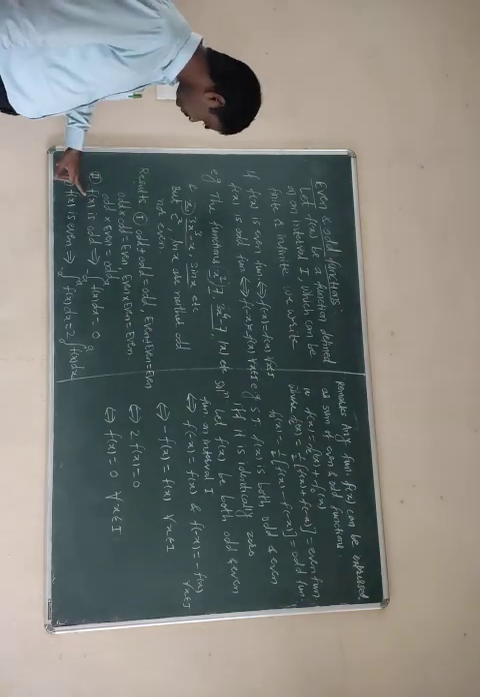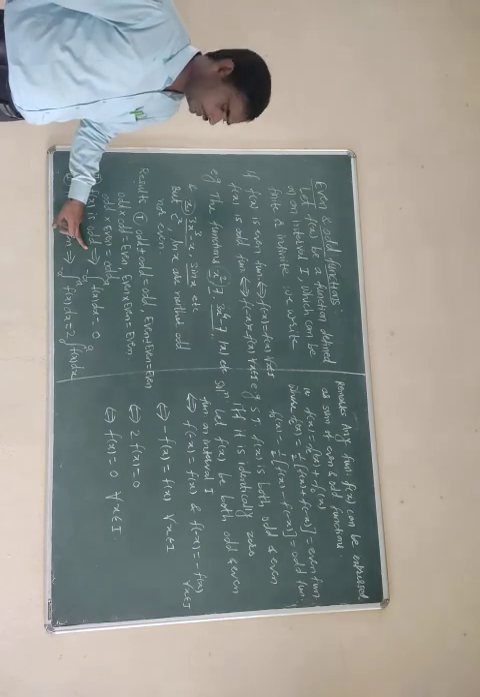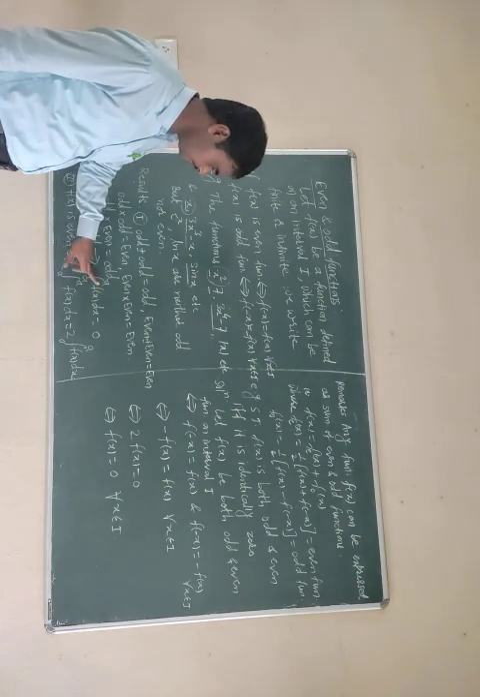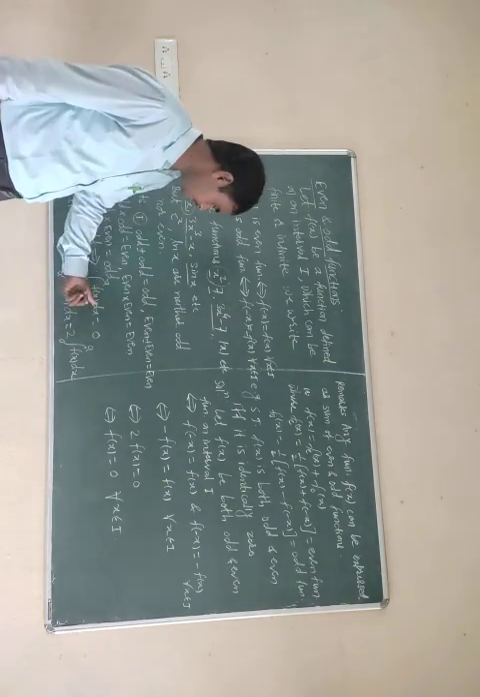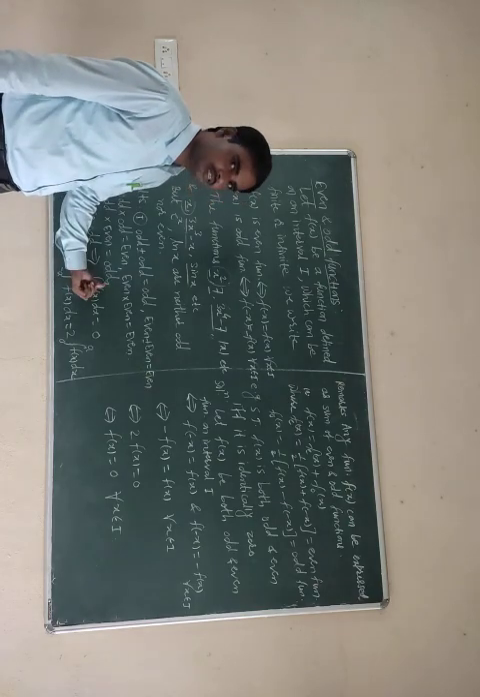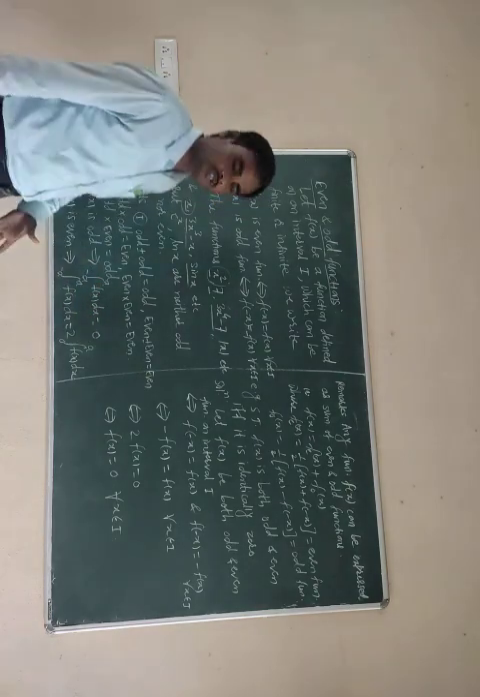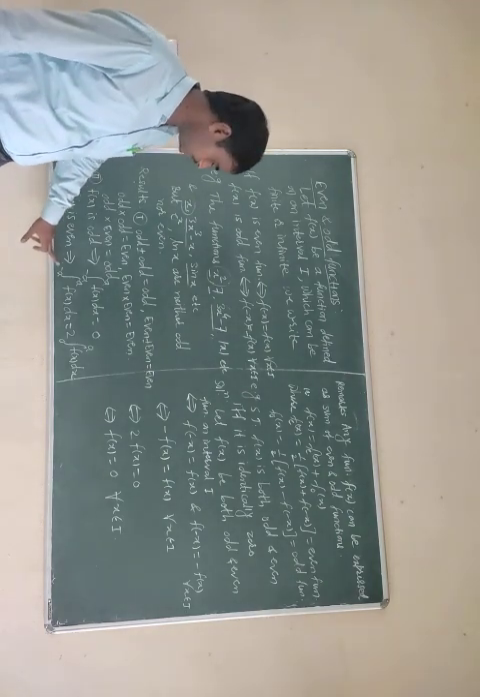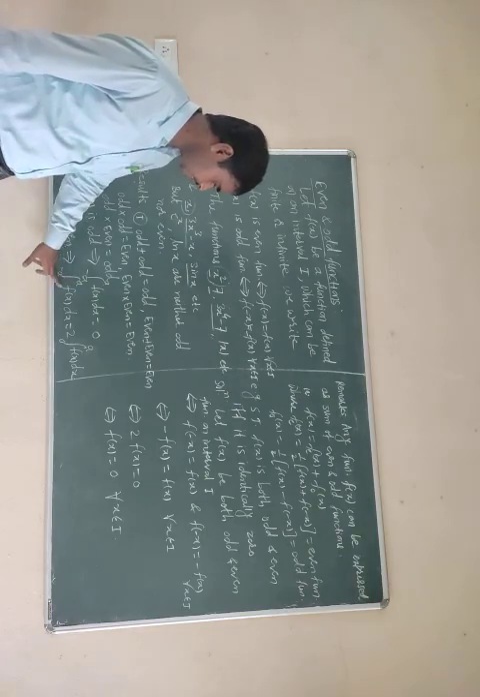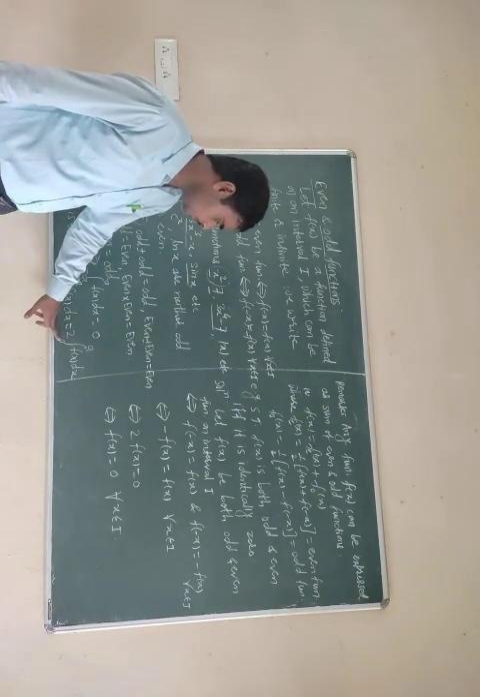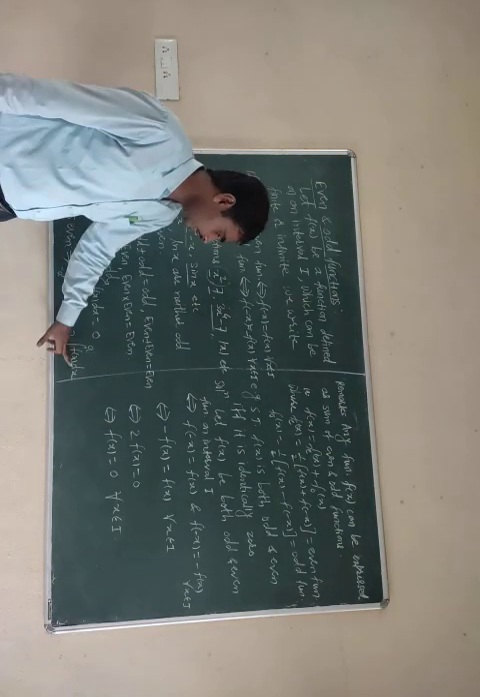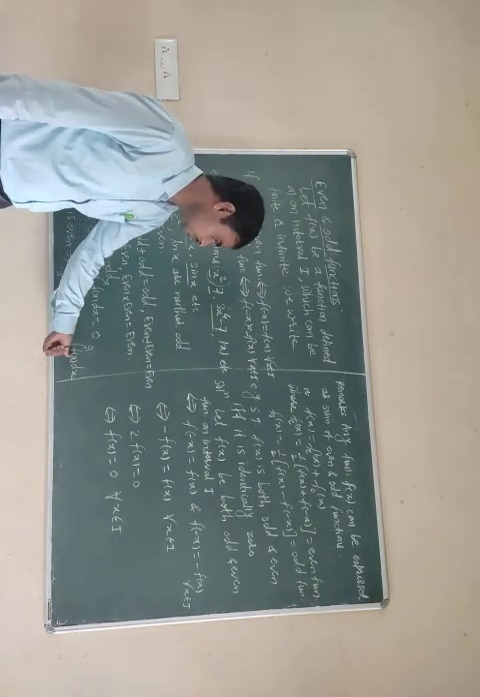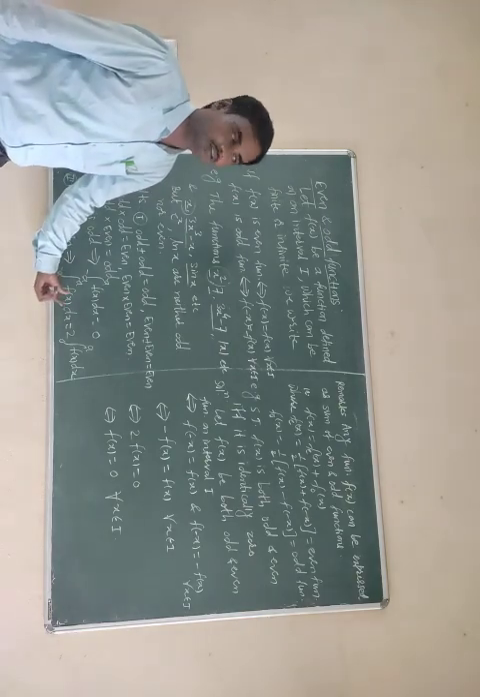If f of x is an odd function, then the standard result is the integration from minus a to plus a of f of x dx equals 0. If f of x is an odd function, then its integration over the range minus a to plus a is 0. Second, if f of x is an even function, then the integration from minus a to plus a of f of x dx equals 2 times the integration from 0 to a of f of x dx. So it is 2 times 0 to a f of x dx when f of x is an even function.